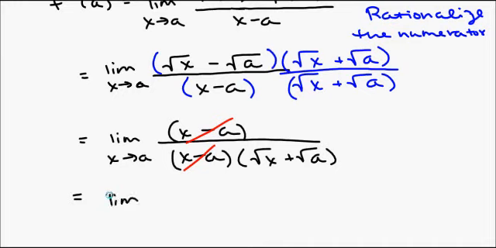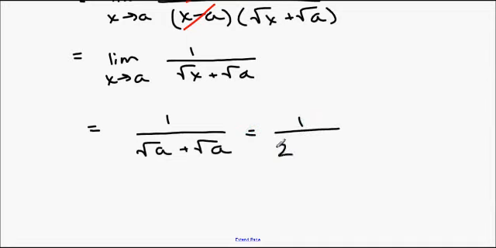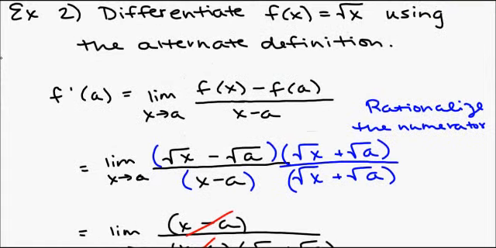Okay, so we're left with the limit as x tends to a of 1 over square root x plus square root a. And let's go ahead and take this limit. So I'm going to plug in a everywhere that I have an x. So this is 1 over square root a plus square root a, which is 1 over 2 square root a. So this would be the derivative at the point a.